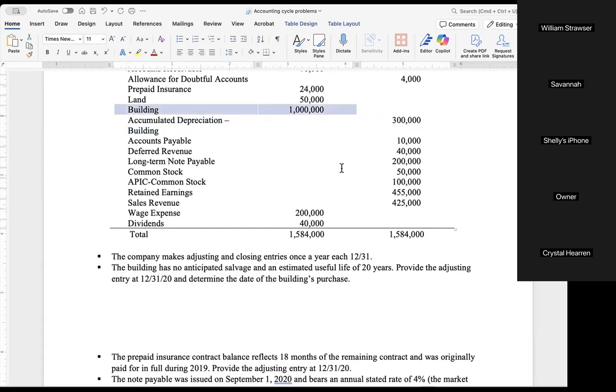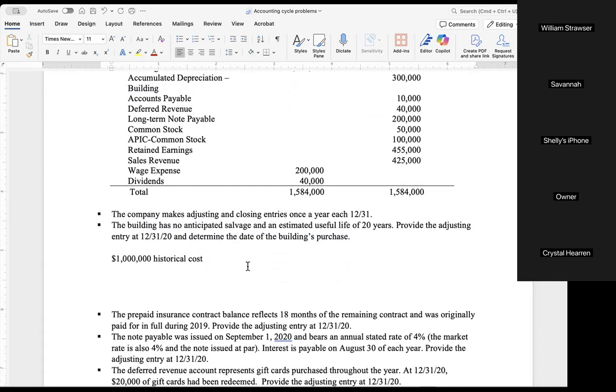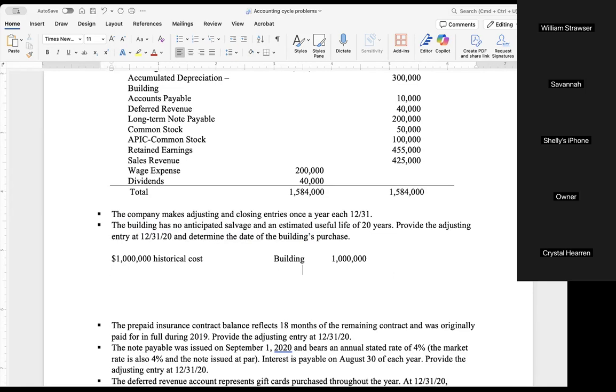So the building cost us $1 million. And depreciation, that's the historical cost of the building. That's what we keep our assets at, is historical cost. So that means I bought it at $1 million when I bought it. Now, when I bought it, I recorded a debit to building for $1 million and a credit for cash. Let's pretend like I bought it with cash, $1 million.